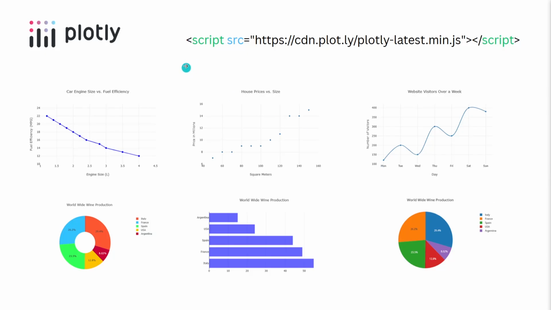Now, let's see how we can set up the basic Plotly.js setup. And remember, you can also use this CDN link, latest.main.js. If you type latest.main.js, it will provide the latest version of Plotly.js. Now let's see how we can create this kind of graph.